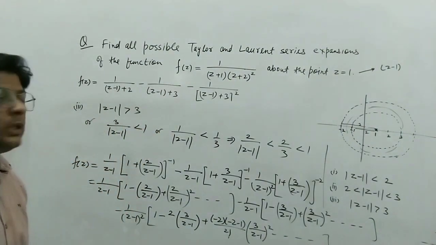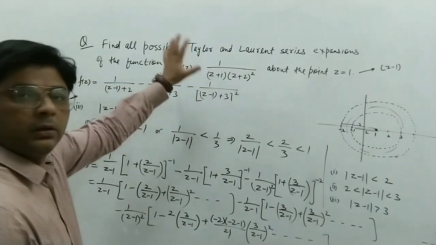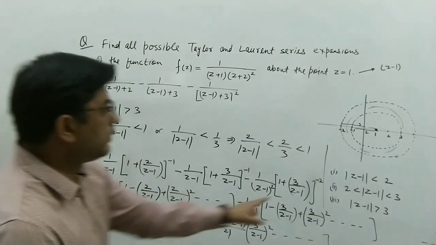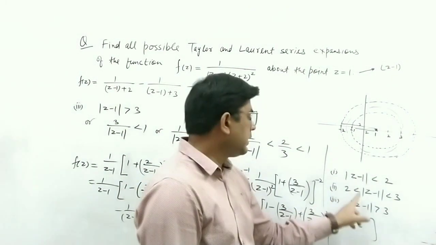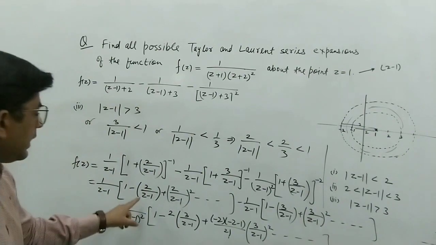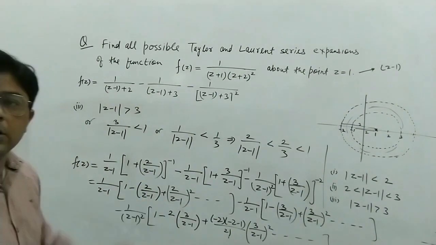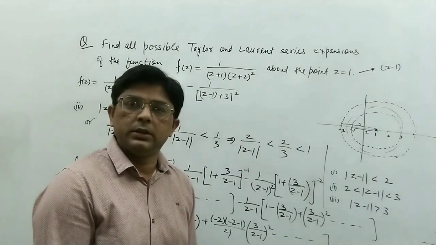So in this way, we have expanded this function f(z) in three series. In the first region, we get Taylor series. In the second region, we get Laurent series, and the third region, again we can say that we are getting Laurent series, because here we are getting negative powers of z minus 1. So we are getting Laurent series. Okay.